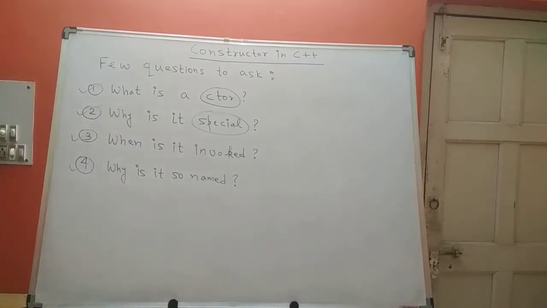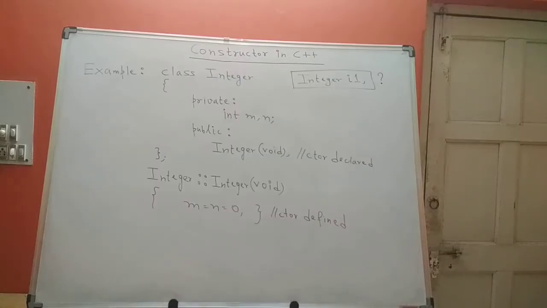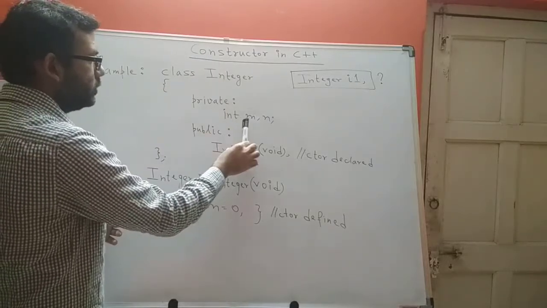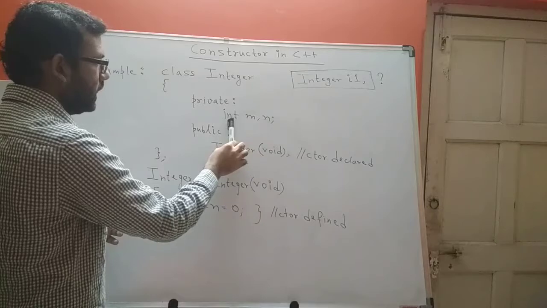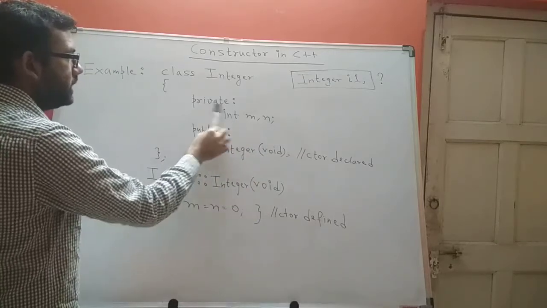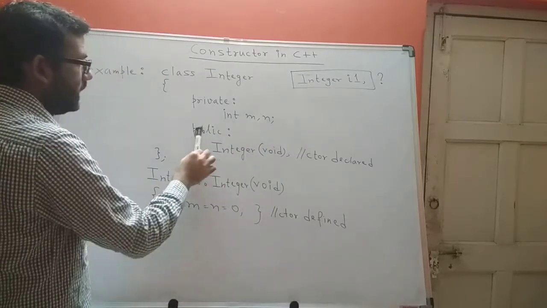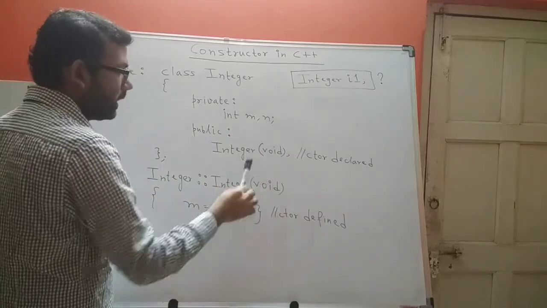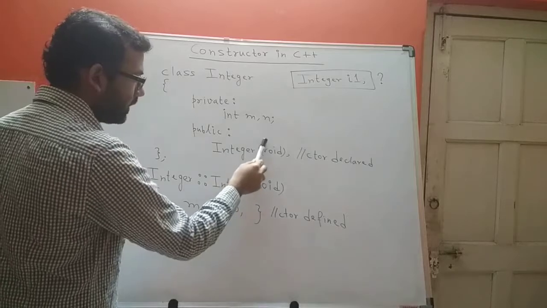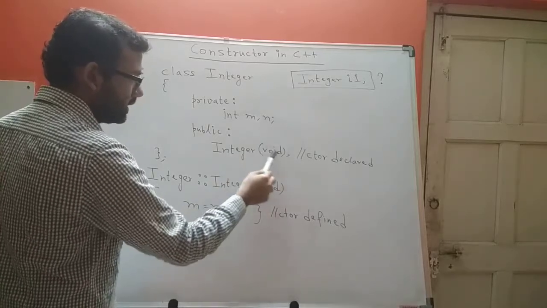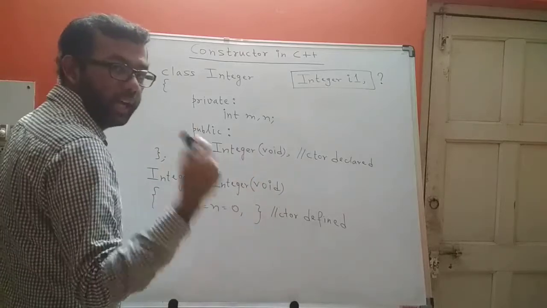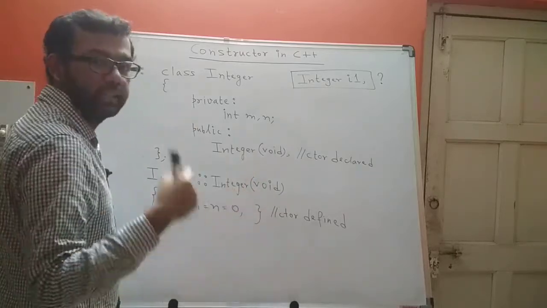Now, let's see an example on constructors. We have taken this example where I have defined a class called integer. This integer class has two members, m and n. Both are integer variables and they are defined in the private section of my class. And in the public section, I have defined a function, as you can see. How can I say that this is a function? Because after the name of the function, I can see opening and closing parentheses. This opening parenthesis and closing parenthesis together make me identify that this name represents a function.